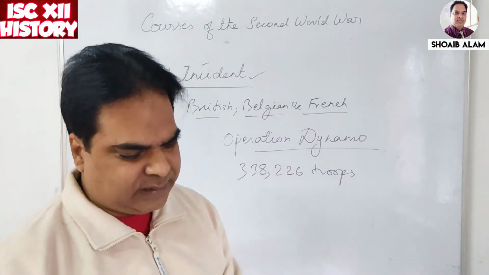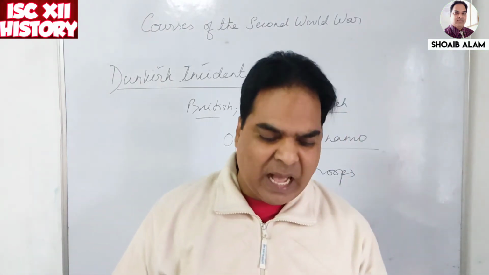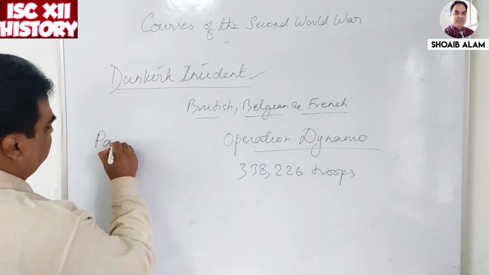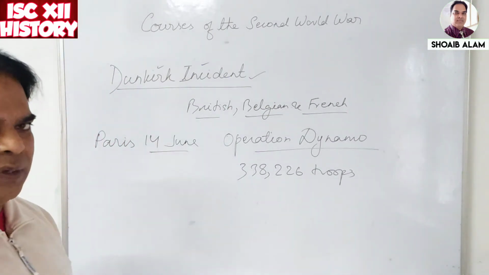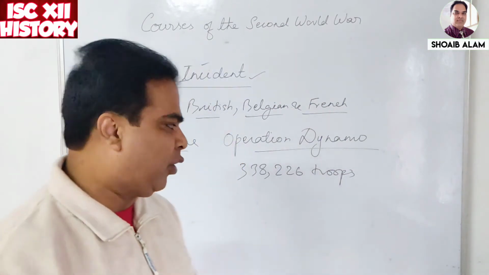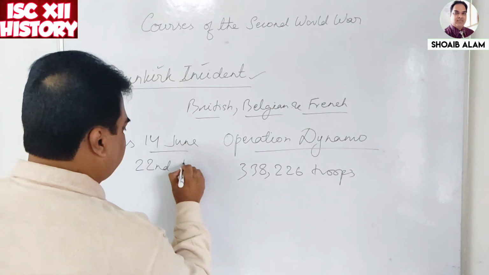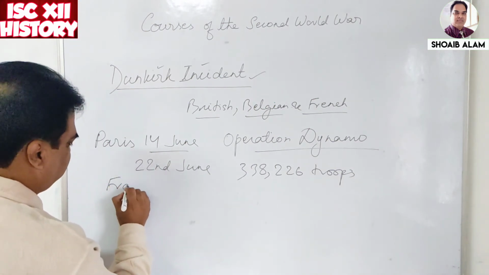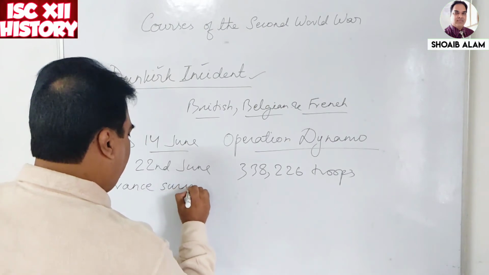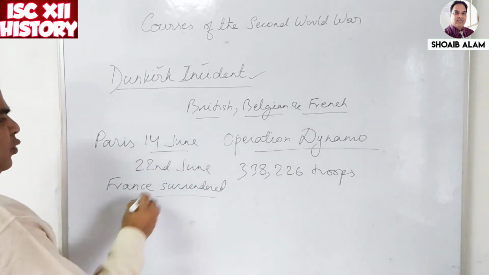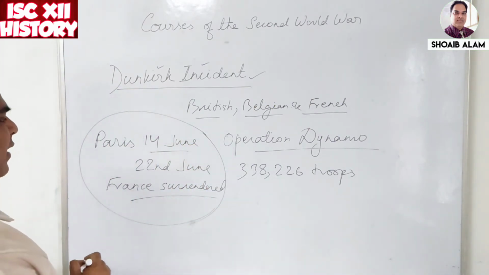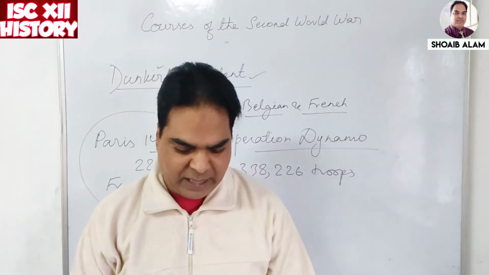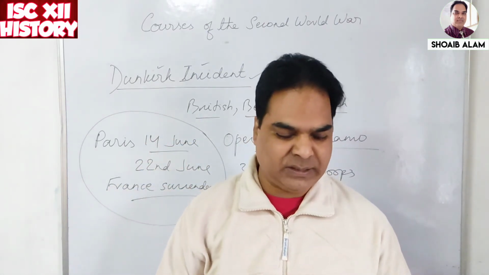After the Dunkirk incident, the German army then entered France, and Paris was captured. Paris was completely captured, and finally on 22nd of June France surrendered. You can see here, on 14th of June Paris was captured, and on 22nd of June France completely surrendered. Paris is the capital of France. After that a ceasefire was signed between France and Germany.